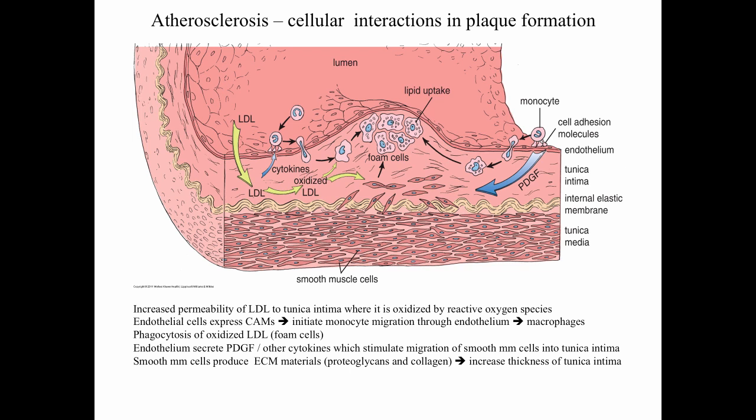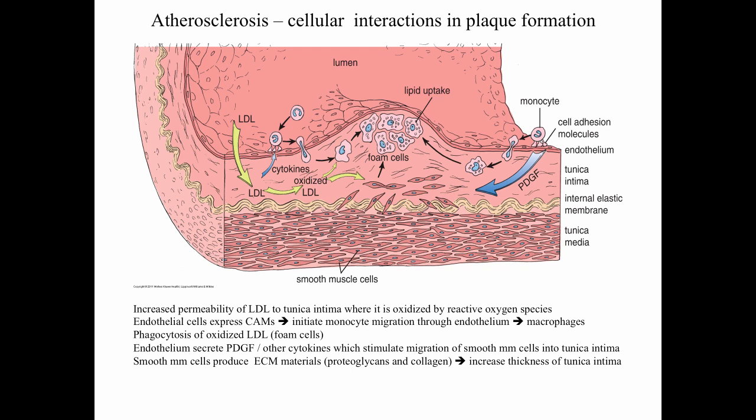Endothelial cells will express cell adhesion molecules that will initiate monocyte migration through the endothelium. The monocytes will differentiate into macrophages in the tunica intima. So here are the monocytes in the blood itself crossing the endothelial wall, and differentiating into macrophages in the tunica intima. They're going to phagocytize the oxidized LDL and transform themselves into these so-called foam cells.